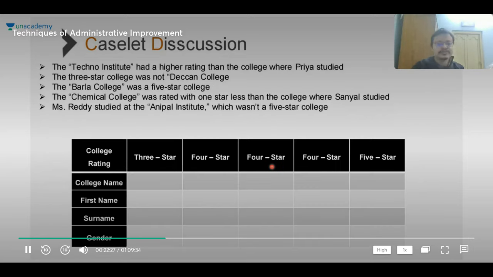The next thing you do is put in all the direct clues that are available in the set. So anybody, what are the direct clues available in the set that I can put in against the ratings?